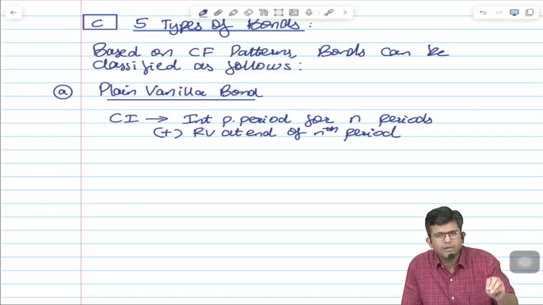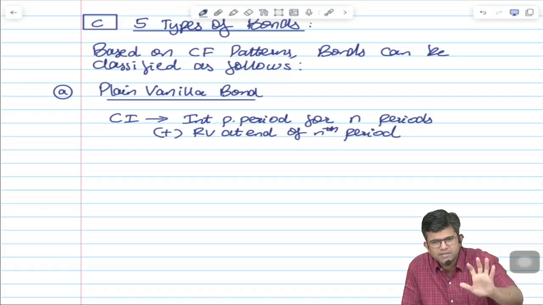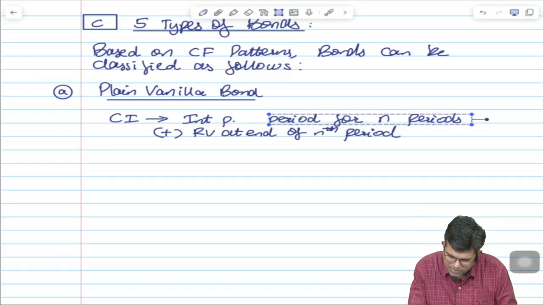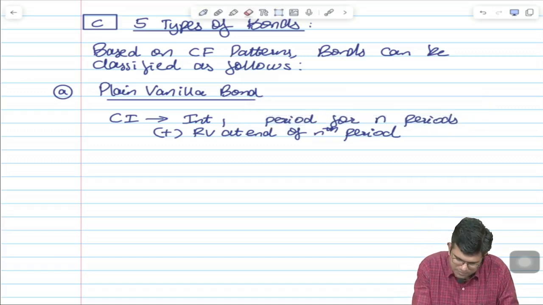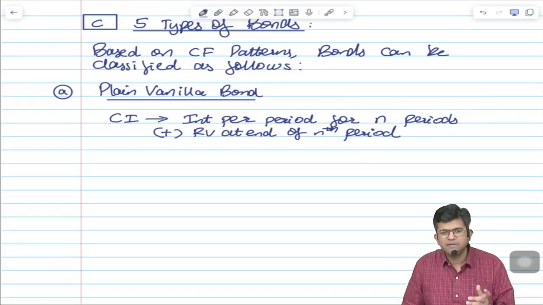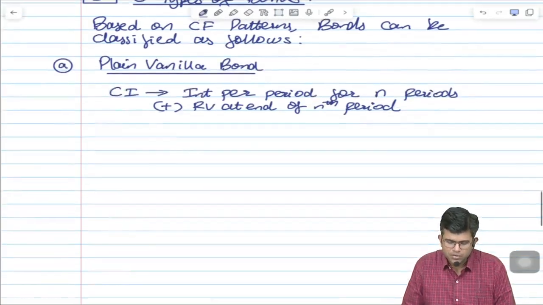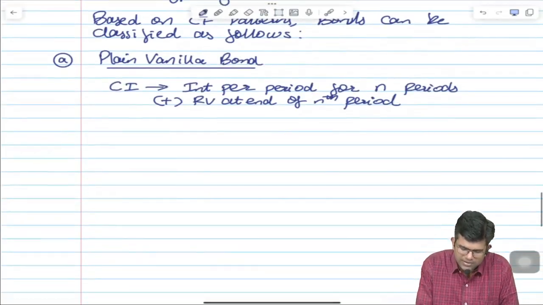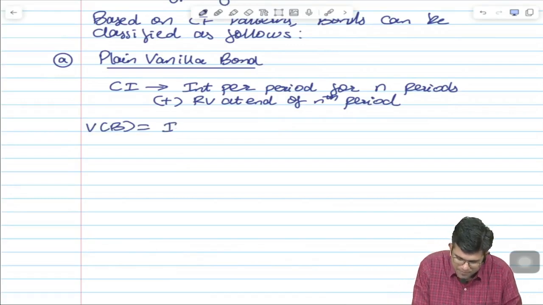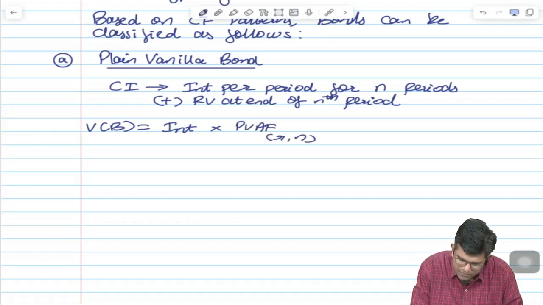Clear? Where you will get interest at the end of every period for n periods. P means per. Interest per period for n periods, and plus RV at the end of nth period. Everyone clear? So students, do you understand valuation of such a bond? V(B) will be interest into annuity factor plus redemption value into discounting factor.